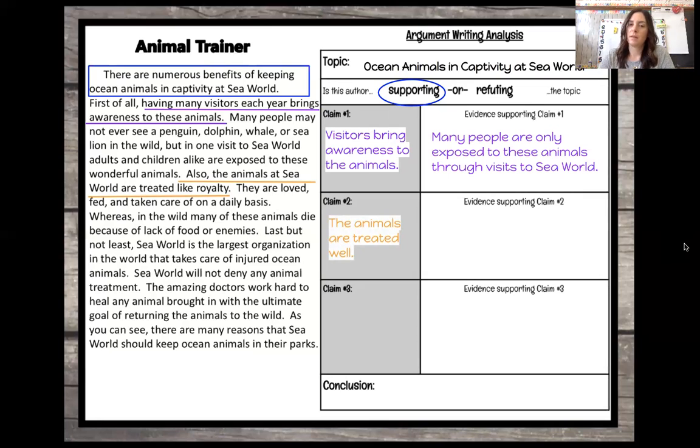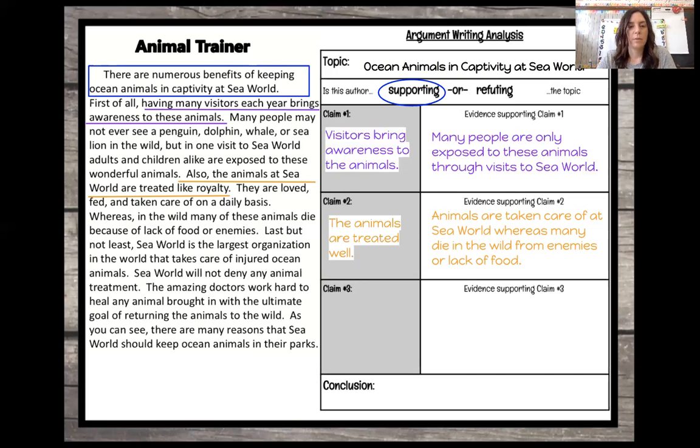So remember when I said that the claims are often opinion-based? That sounds like an opinion, right? The animals are treated like royalty. But this author is claiming that the animals are treated well. The evidence that the author uses to back that up is that the animals are taken care of at SeaWorld, whereas in the wild, a lot of them end up dying from enemies or lack of food.